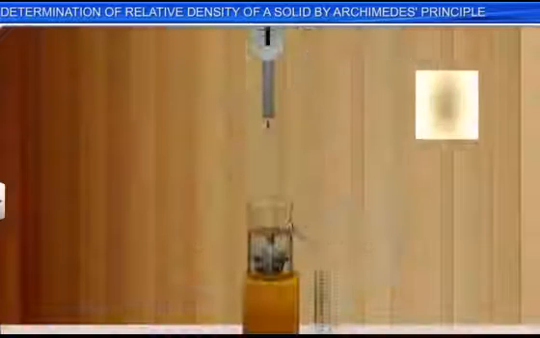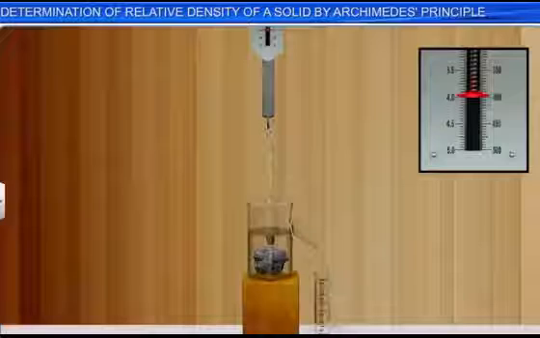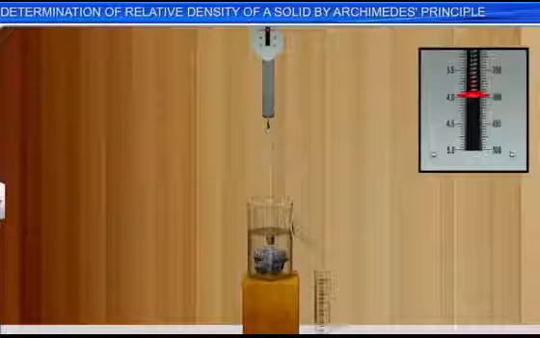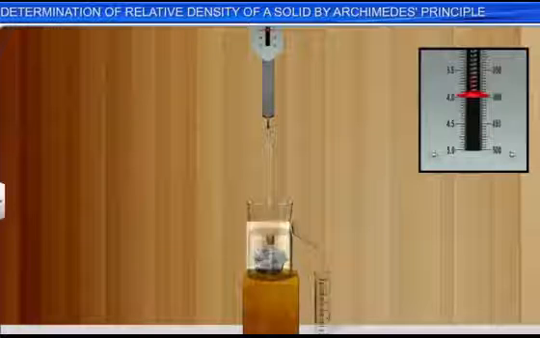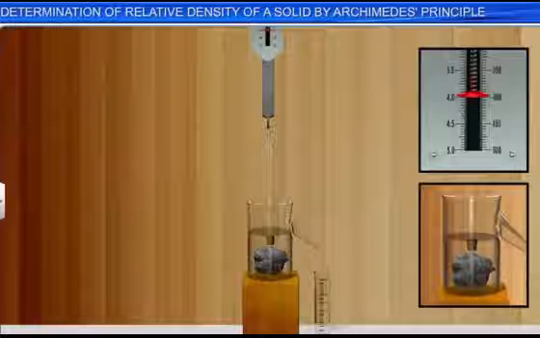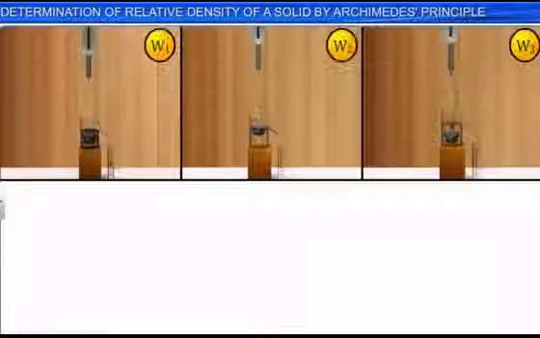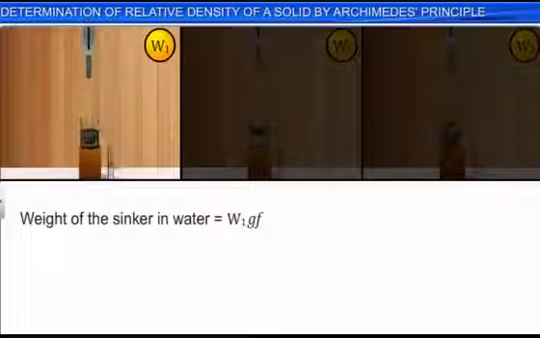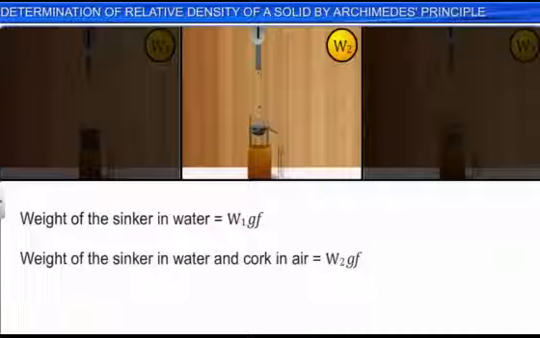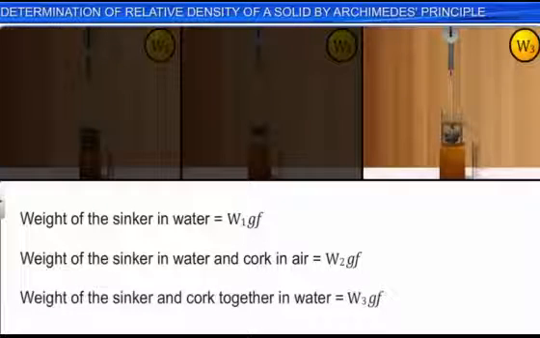You will notice that the combined weight of the sinker and the cork in water is less than the individual weight of the sinker in water. This is because the upthrust on the cork is more than the weight of the cork. Thus, the weight of the sinker in water is equal to W1 gram force. The weight of the sinker in water and cork in air is equal to W2 gram force, and the weight of the sinker and cork together in water is equal to W3 gram force.